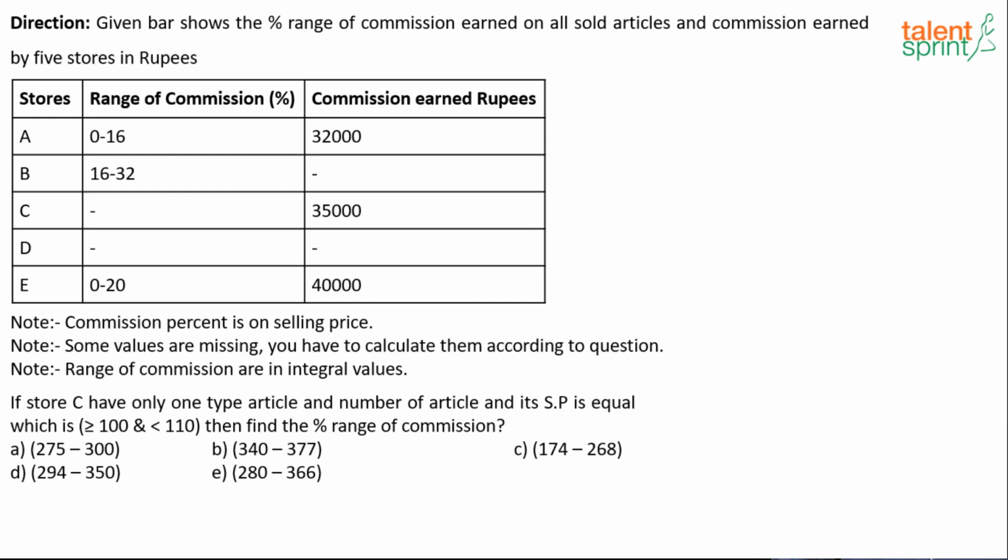Talking about store C, only one type of article and the number of articles and selling price is equal, which is in the range of 100 to 110 as given here. So he's asking us to get the range of commission here. Try it quick.